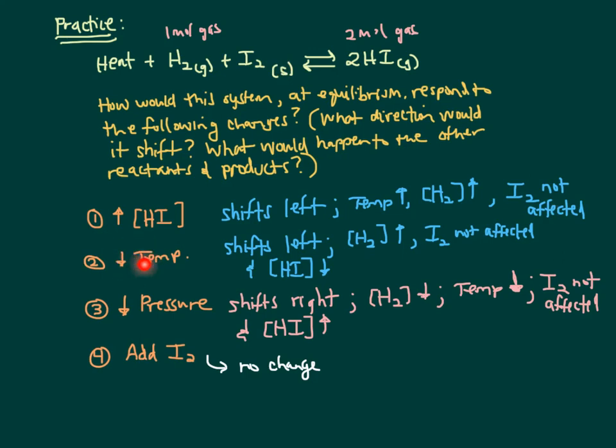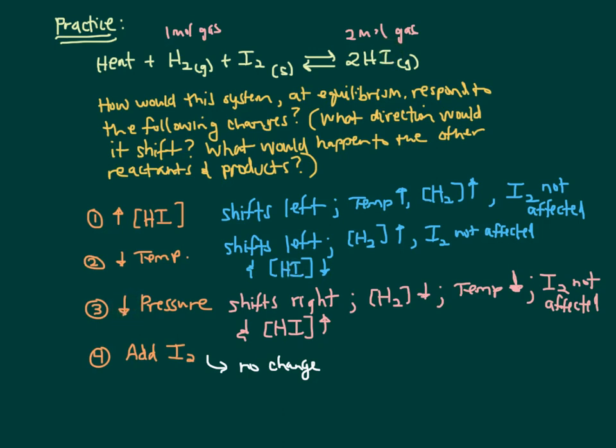If you decrease the temperature of this system, what you're really doing is you're removing heat. So it's going to want to replace that heat by speeding up the reverse reaction. So our H2 concentration would increase. Of course, our I2, nothing would happen to it because it's a solid and you can't change its concentration. And our HI would decrease.